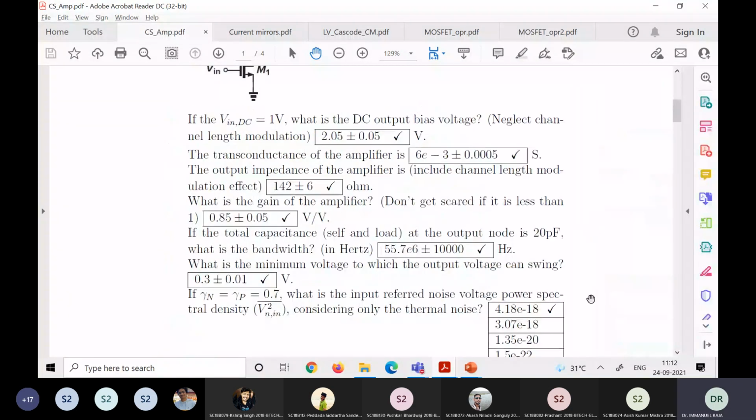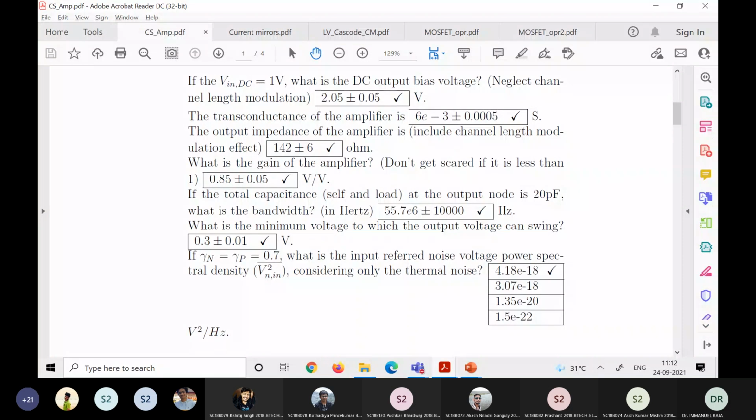Yes, sir. Actually, sir, the different values of gain are leading to different input noise. Okay, how much did you get? Like, I mean, 4.18 is quite far away from 3.07. I was getting 8 times 10 to the power minus 18, and there were two options, so I left it there itself. How much gain did you get? Or rather, what was your transconductance? I don't remember, sir, actually, but I was getting 10 to the power minus 18 in this input referred noise, and there were two options, so I left it.